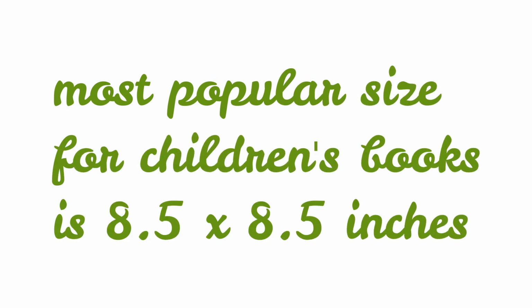For this project, we'll use an 8.5 by 8.5 inch square format, which is perfect for children's books. It's a popular size that's easy for little hands to hold while still allowing plenty of space for illustrations to shine. Since we want the images to extend to the very edge of the page, we'll select bleed for this project. Now, what is bleed and why is it important?